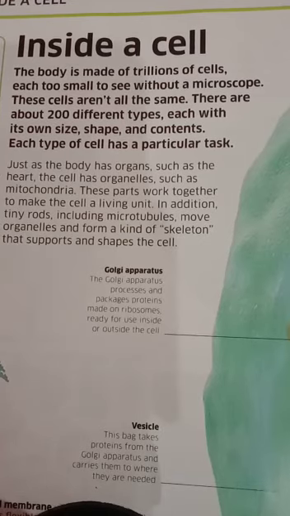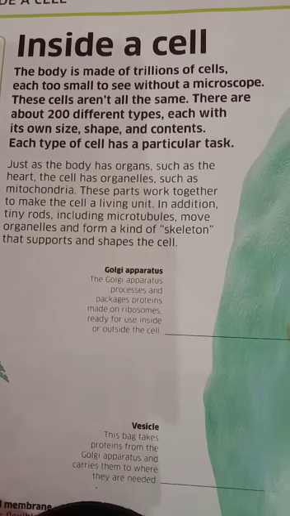Today we are going to read about inside a cell. The body is made of trillions of cells, each too small to see without a microscope. These cells aren't all the same. All the cells are different in their size, shape, contents and features also. There are about 200 different types of cells, each with its own size, shape, and contents. Each type of cell has its own task.